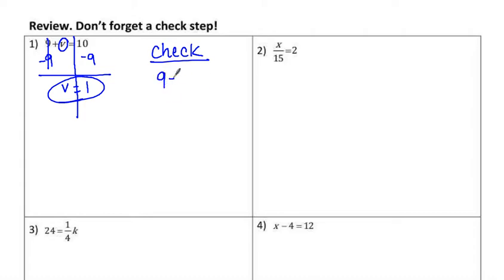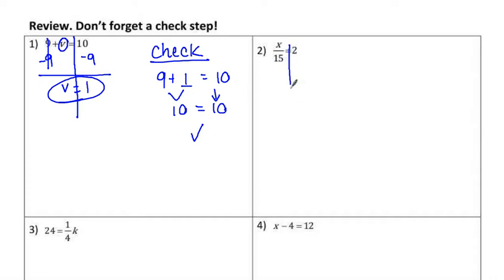So you have 9 plus v equals 10, but instead of v, I'm going to plug in 1. 9 plus 1 is 10 and is equal to 10. So I did get this problem right. V is equal to 1.